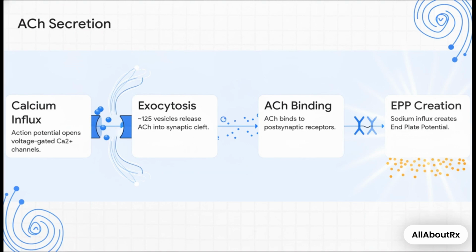Here's the rapid-fire sequence. When an action potential hits the terminal, voltage-gated calcium channels fly open. This calcium influx triggers exocytosis, dumping roughly 125 of those synaptic vesicles worth of acetylcholine right into the cleft. The acetylcholine binds to postsynaptic receptor channels on the motor end plate, opening them up for a massive influx of sodium ions. This creates an end plate potential, totally depolarizing the muscle membrane.